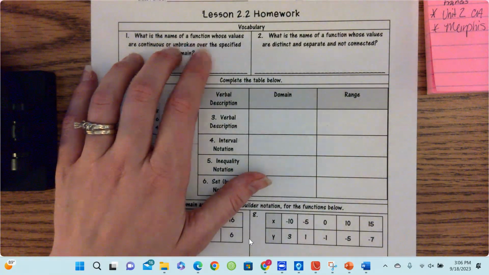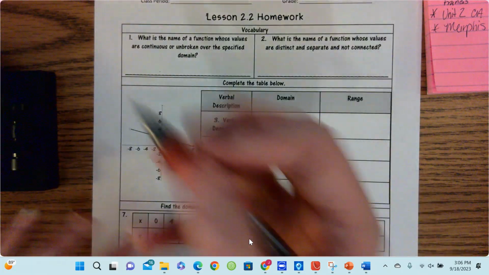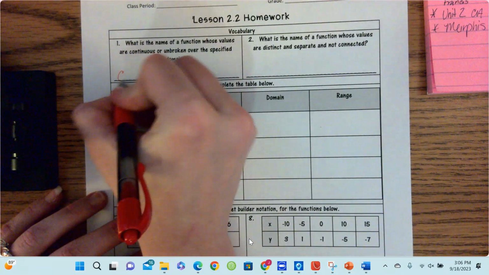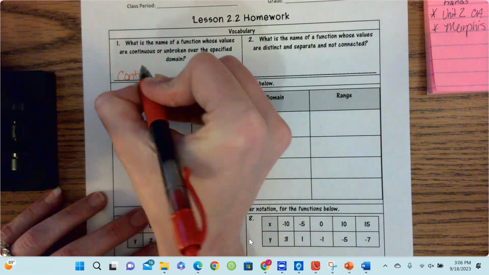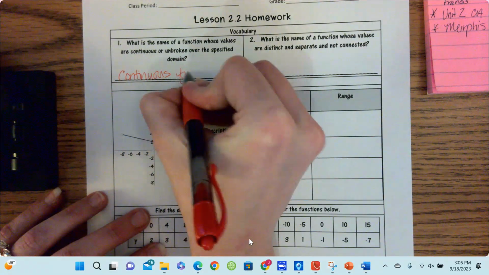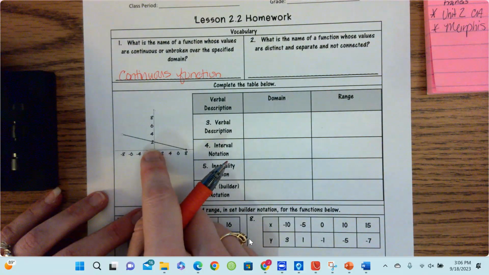So it says, what is the name of a function whose values are continuous or unbroken over the specified domain? That is a continuous function. So that's like a graph. A graph is a continuous function. So a line on a graph like this is continuous.